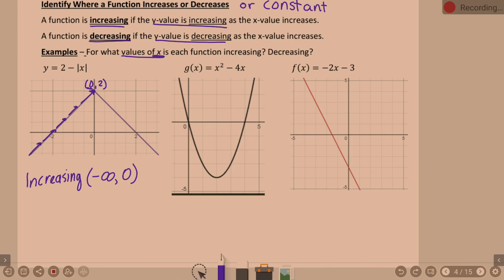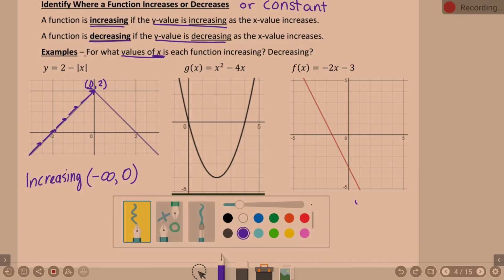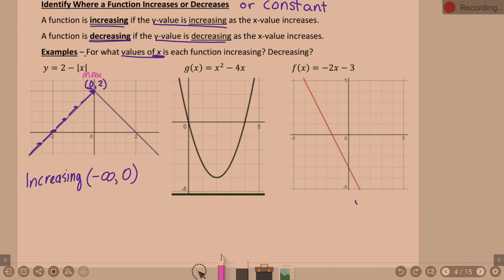I'm going to throw a word in for you. You guys familiar with the word max or maximum? It's a max at 0, 2 because that is our high point, right? So I'm again throwing in a word that homework throws in. Okay, after we reach that max, that high point, what happens? What am I doing now? We're decreasing, aren't we? As we move right, our graph is moving down. So we are decreasing.